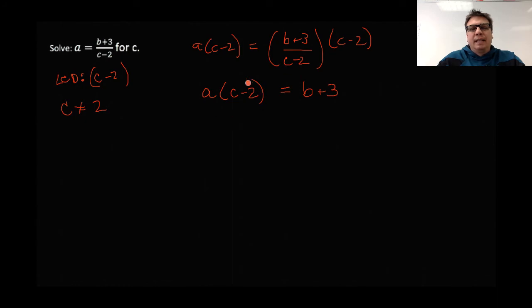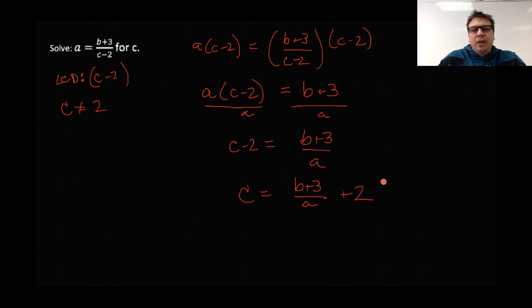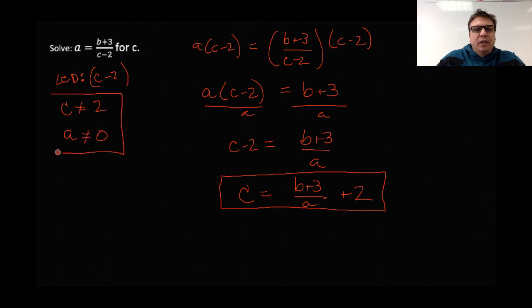So I need to get c by itself, which means a has to go away. Since multiplication is holding the a there, we're going to divide by a. So now I get c minus 2 is equal to b plus 3 divided by a. Now I need c by itself, so I got to add 2. So now c is equal to b plus 3 divided by a, and then we're going to add 2 at the very end. So there's my equation, but I also have a restriction based on this. I now know not only can c not equal 2, but a cannot equal 0 either. Okay, and that's just based on what we learned from doing that.